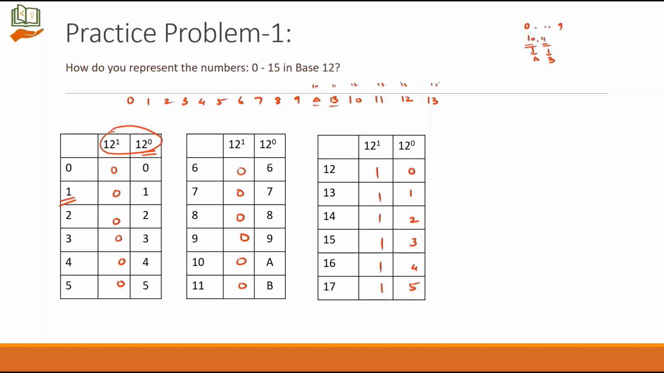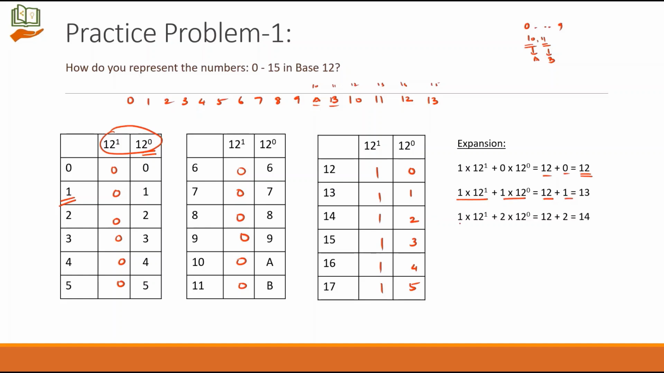Now we will just expand it and check. So 1 into 12 to the power 1 is equal to 12. 0 into 12 to the power 0 is 0. So overall we get 12. For 13, this makes 12 and 1 into 12 to the power 0 is 1. So we have 12 plus 1 is equal to 13. For 14 we have the same case. Here it is 2. Then for 15 we have the same case here, and here it is 3.